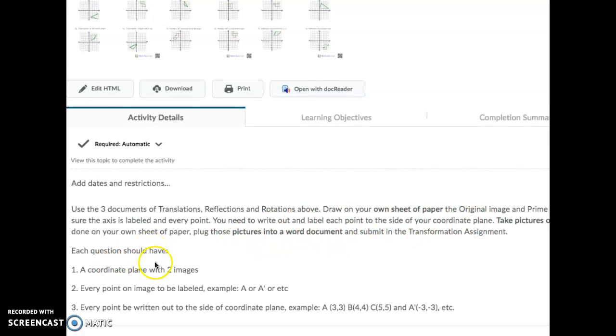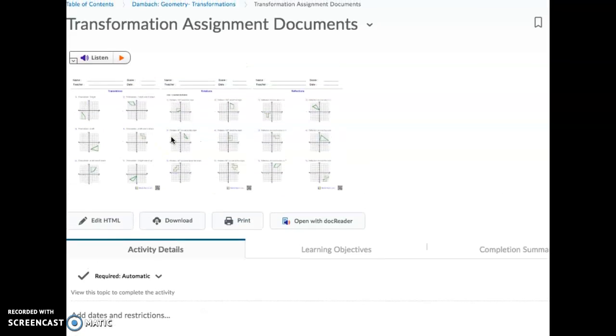But each question should have a coordinate plane with 2 images. Every point should be labeled, and I gave an example of how they should be labeled. And then every point will be written out to the side of the coordinate plane. And so it'll be written out like this, okay? And that is my assignment.